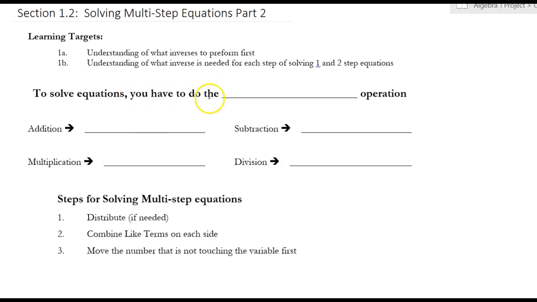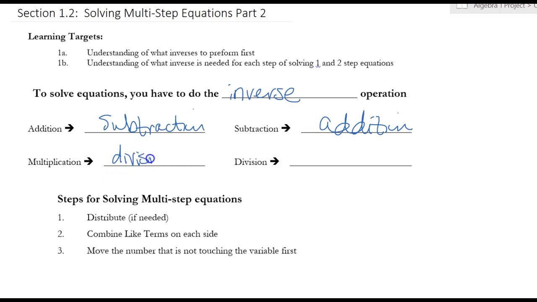So remember what you have to do is you have to do the inverse operation. And remember additions with subtract, subtractions with addition, multiplication is with division, and divisions with multiplication. So you got pretty good at doing these so far, but now we are adding a step.